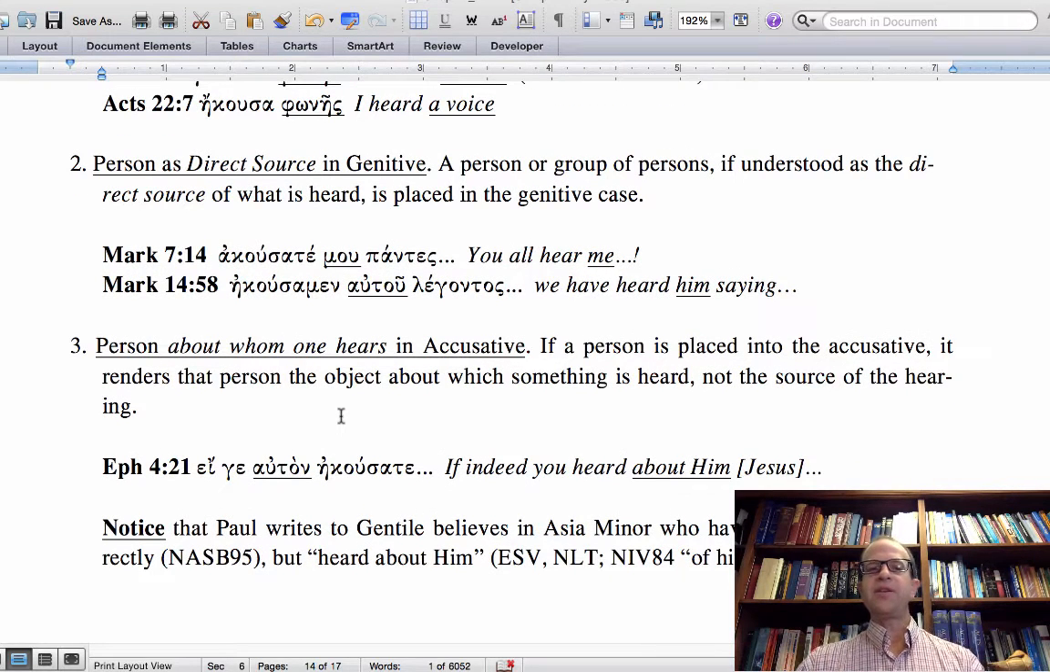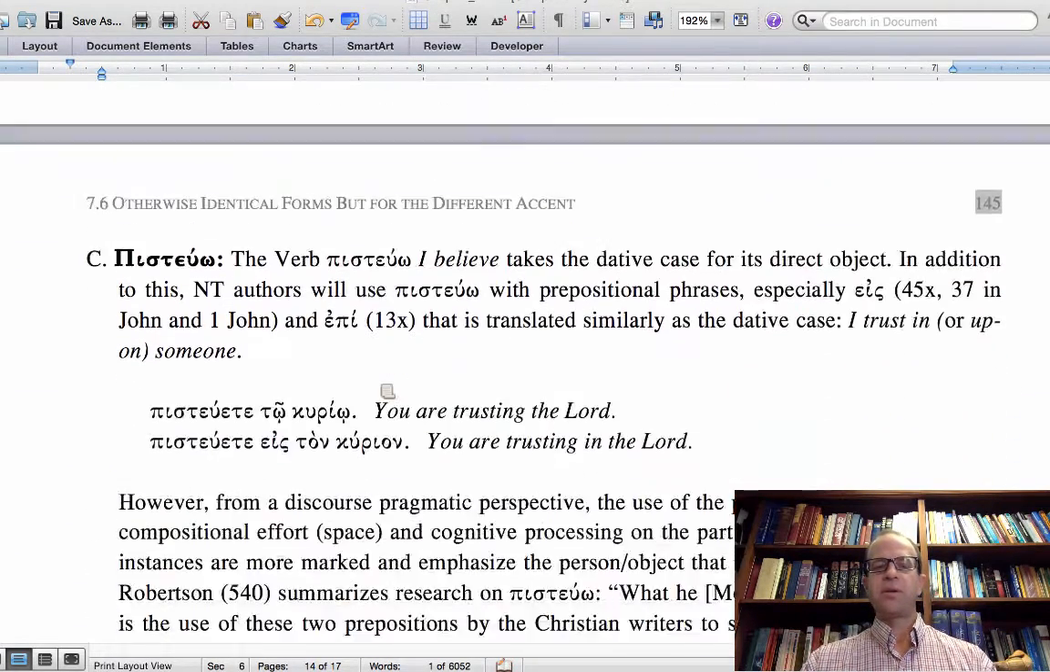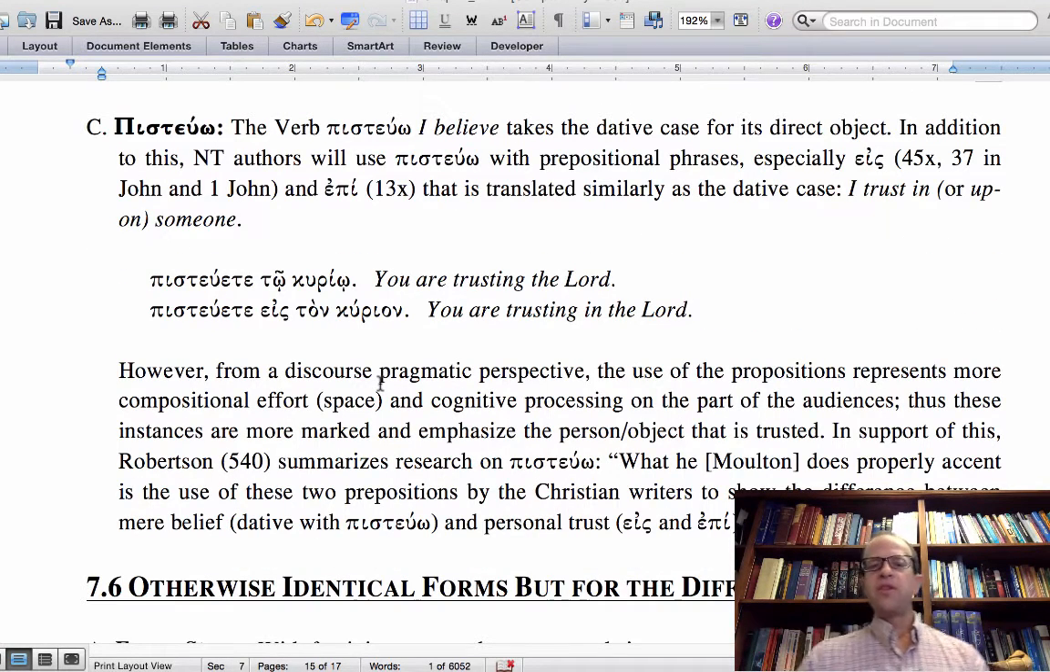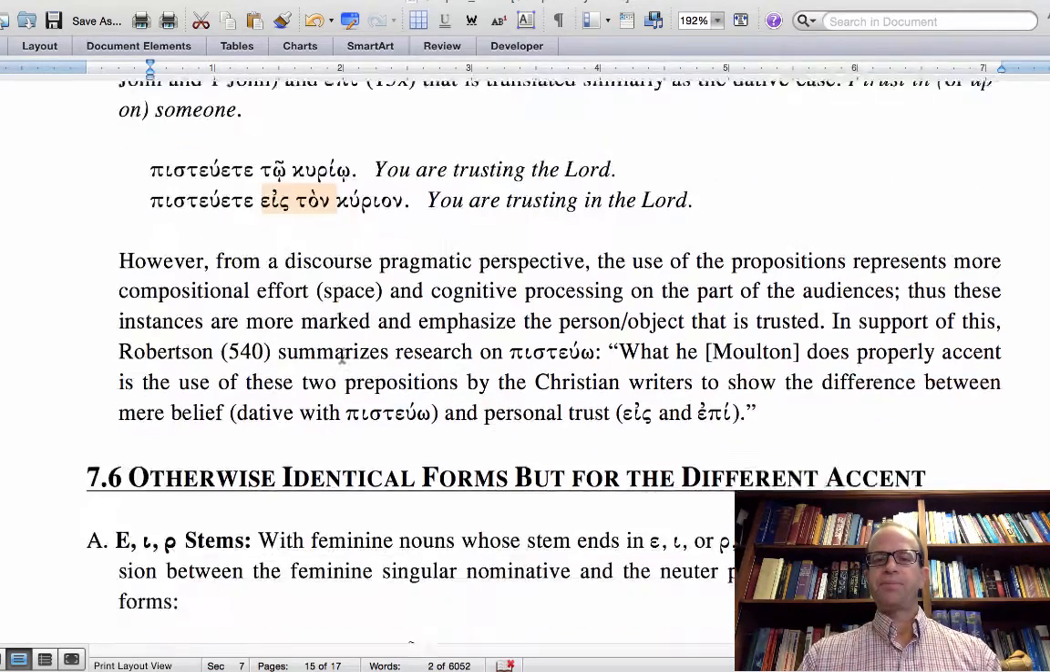Now, when the person is the direct source for what is being heard, that is put into the genitive. The person about whom one hears is put into the accusative. With pisteuo, this verb can take the direct object in the dative case, but it can also indicate the direct object with the preposition eis. And that preposition eis is a bit more marked because it's adding another word, a preposition, to mark the direct object.